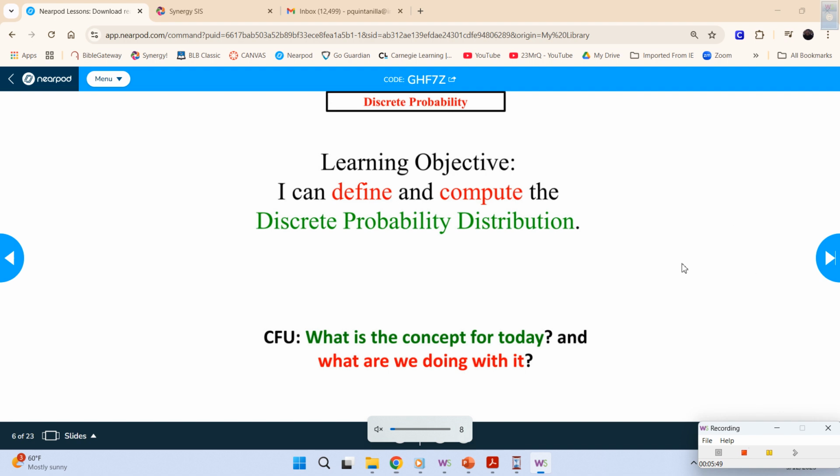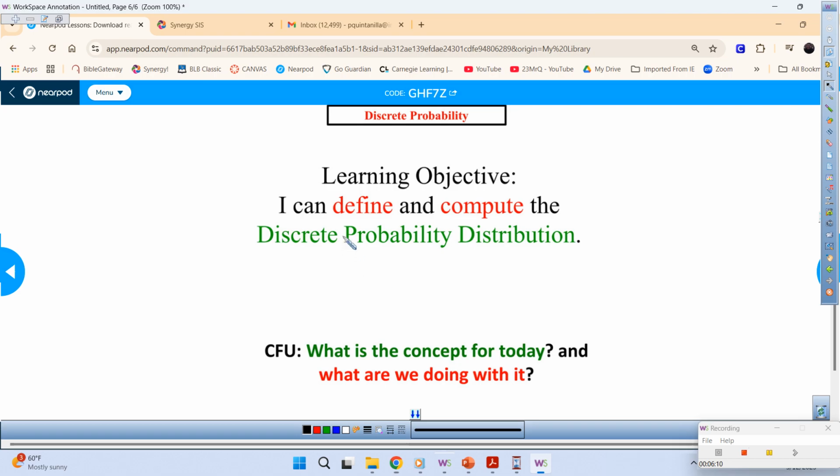So, our objective for today: I can define and compute discrete probability distribution. We did a simple intro for a discrete probability distribution. One question that comes to mind for me is, do you understand what a probability distribution is? What does that mean when they ask you to produce a probability distribution? Talk to your neighbor, let them know what it means to produce a probability distribution. See if they know. What does that mean?